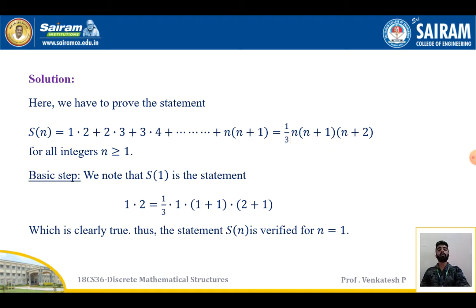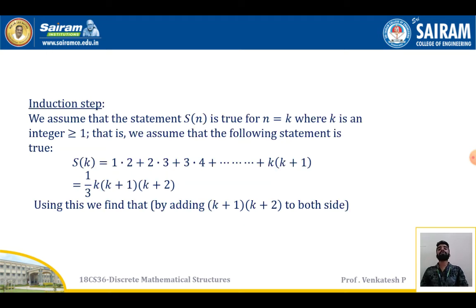I'll be getting 1 into 2 is equal to 1 by 3 into 1, 1 plus 1 into 2 plus 1. After simplifying this, this 3 gets cancelled, and I'll be getting 1 into 2 equal to 1 into 2. So it is a true statement, which is clearly true. So I can conclude that the statement S of n is verified for n equal to 1 here.